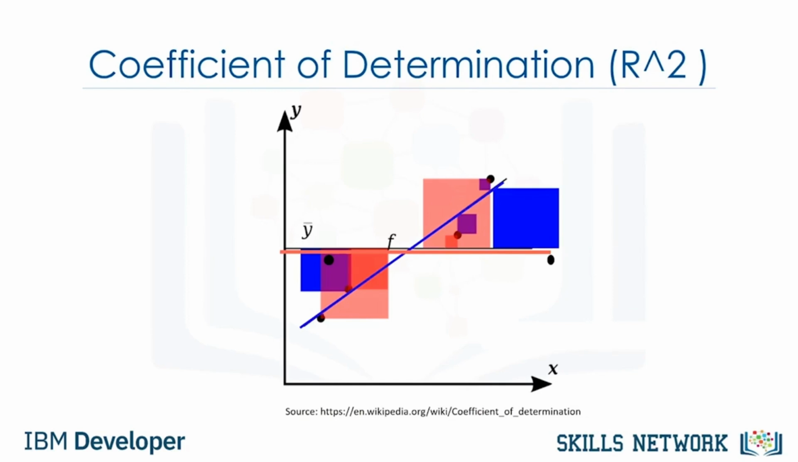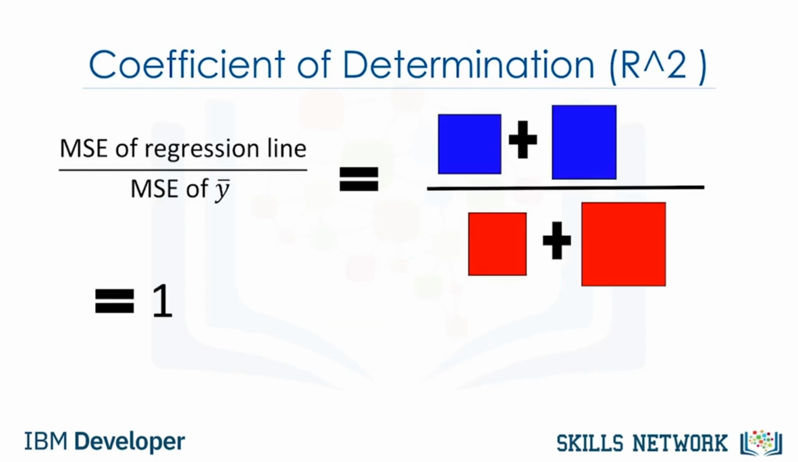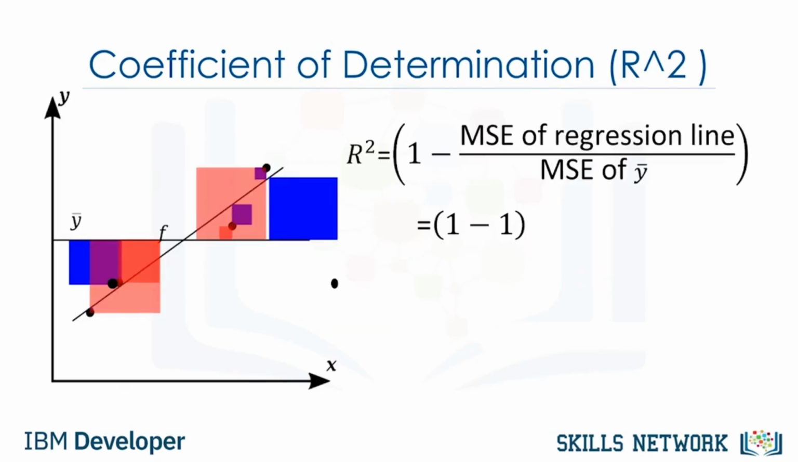If we just examine the area of the red squares compared to the blue squares, we see the area is almost identical. The ratio of the areas is close to 1. In this case, the r squared is near 0. This line performs about the same as just using the average of the data points. Therefore, this line did not perform well.